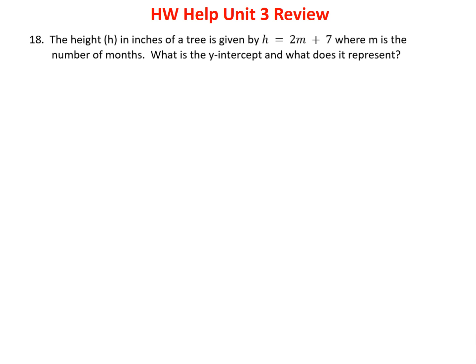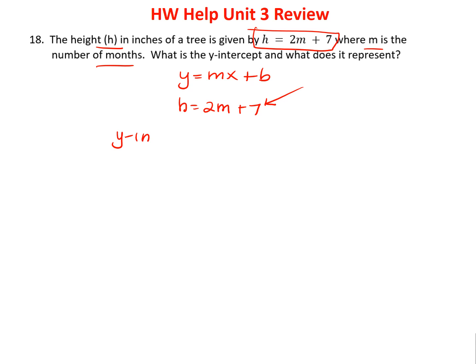Problem 18 states that the height, h, in inches of a tree is given by this equation, h equals 2m plus 7, where m is the number of months. What's the y-intercept and what does it represent? Well, this is in the slope-intercept form. So if you compare here, h equals 2m plus 7, you can see that the intercept is 7. In this case, my y-intercept is 7 inches. The slope is 2, which means that it grows 2 inches per month.